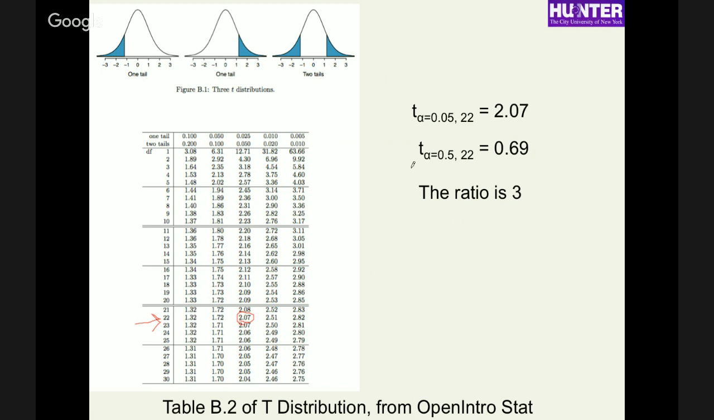For the other one, alpha equals 0.5, that's not actually shown in the table, so I used software to calculate it, and it's 0.69. And the ratio of those two is 3. That's how I put that red line on the plot there. So I could ask you something like, how much bigger should a 95% confidence interval be than an 80% confidence interval? And you could answer that just by looking up in this table what the difference in the ratio of those t statistics is.